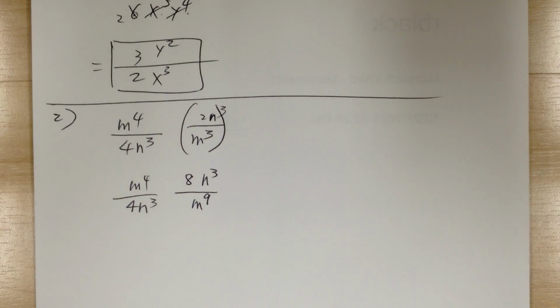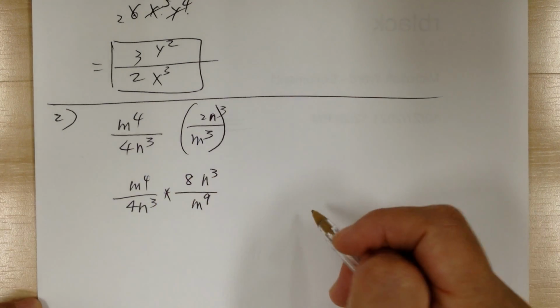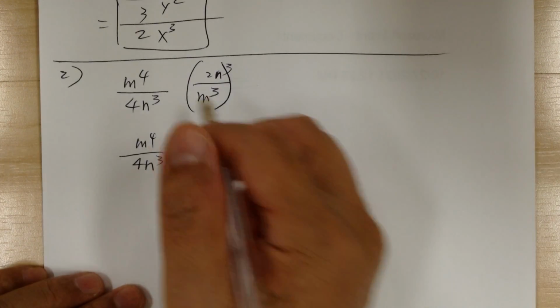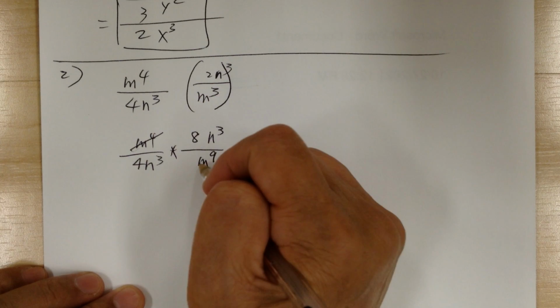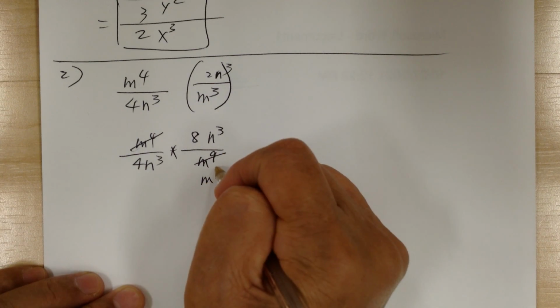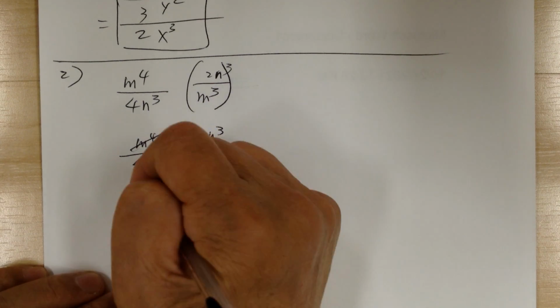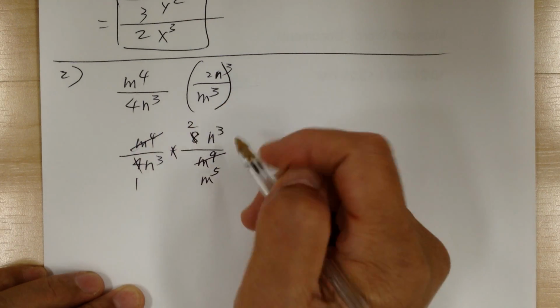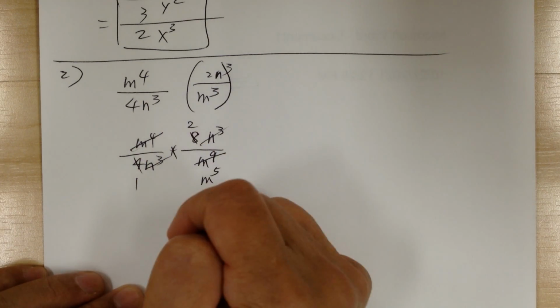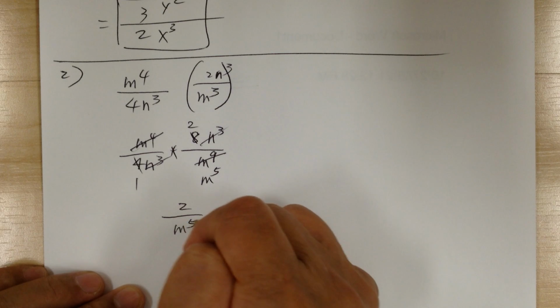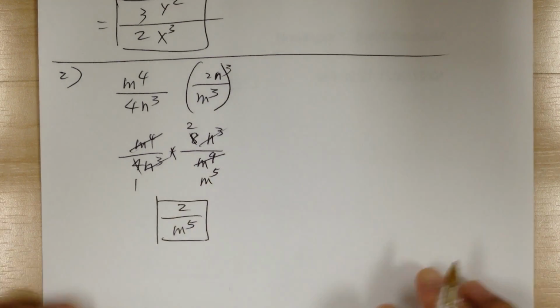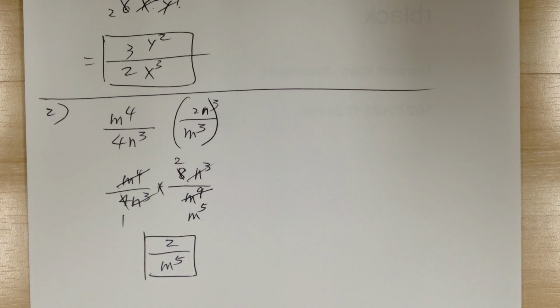Then after that, you can go ahead and start to simplify. So m^4 and m^9, when you cancel, you're going to get m^5 over here. 8 and 4, you cancel, you get 1 and 2. n^3 and n^3 cancel out, so it should be 2 over m^5. Okay, next one.